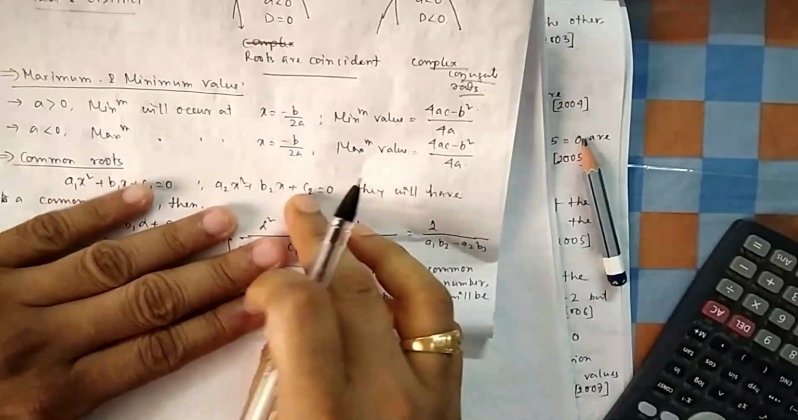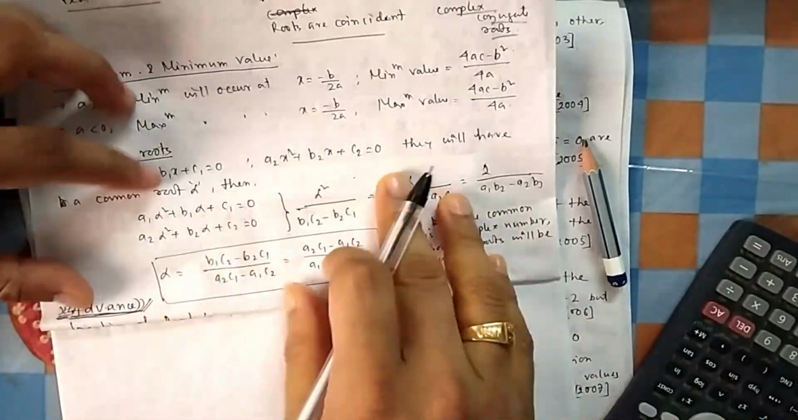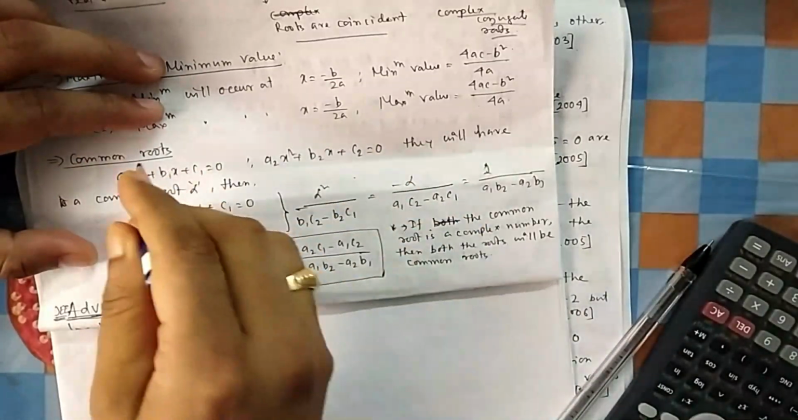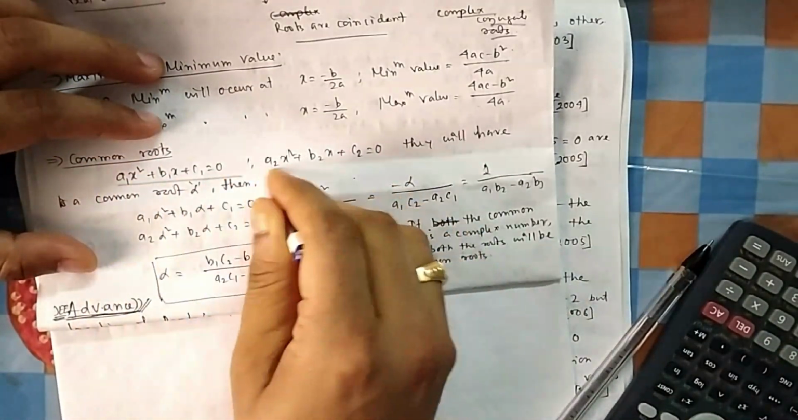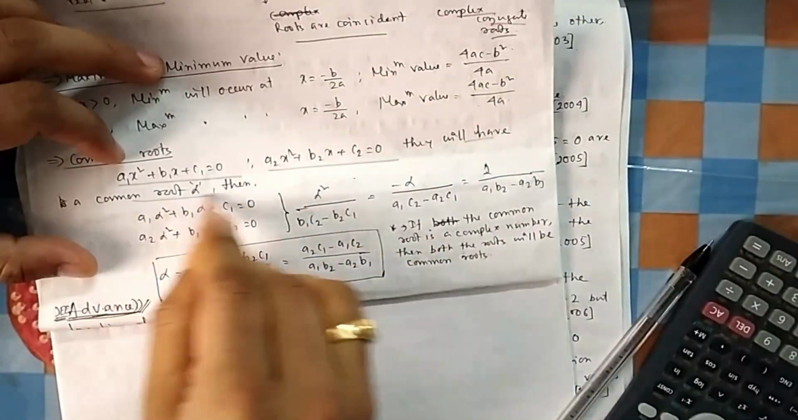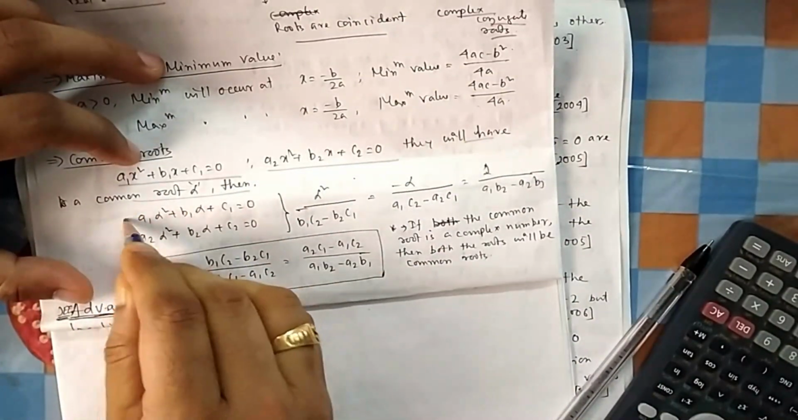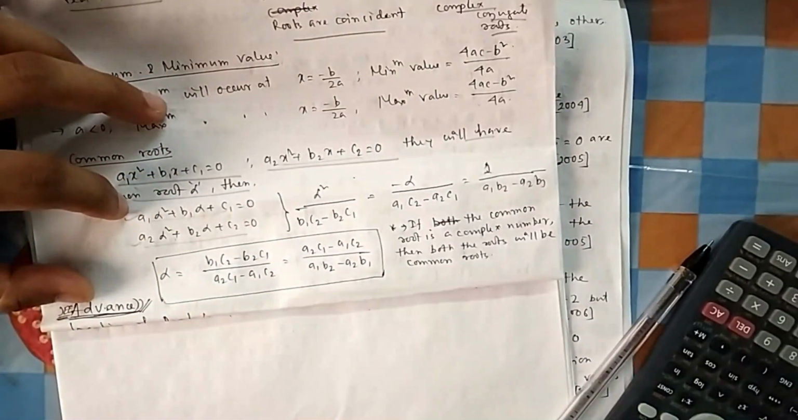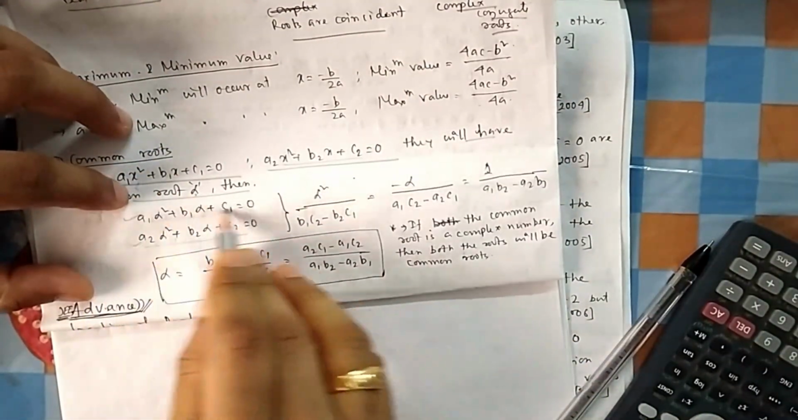The next one is the common root. Yesterday also, while solving numericals for basic levels, we solved question number 2 on common roots. Okay, I am giving one more time how to use the theory. Suppose this has a common root alpha. Because they have a common root, alpha should satisfy this equation also, and alpha should satisfy this equation also. Satisfy means instead of x, if you put alpha, it should be equal to 0.